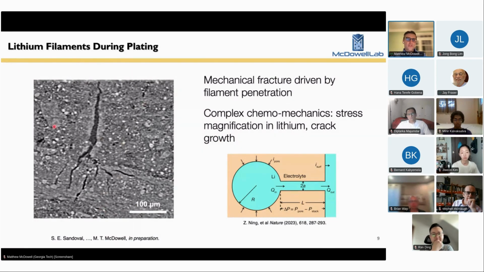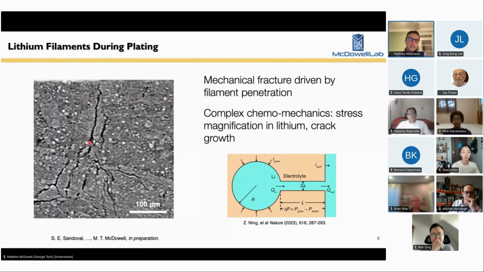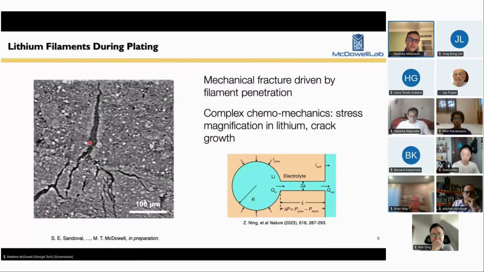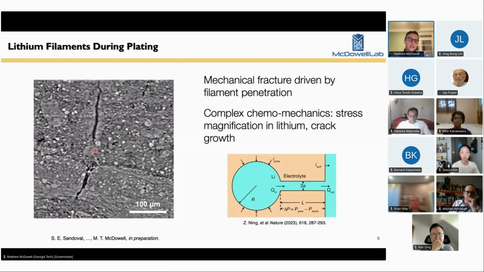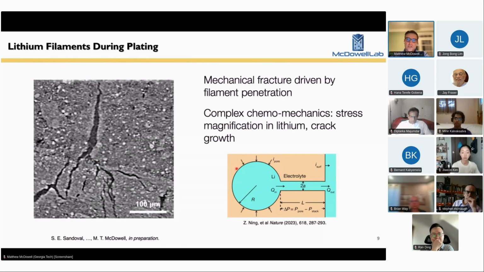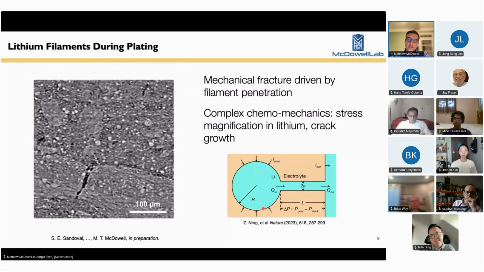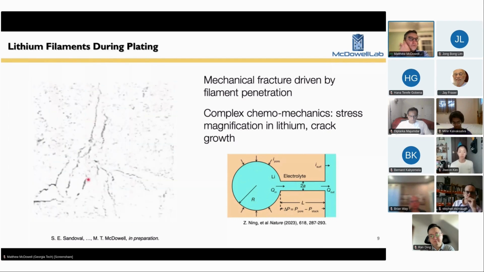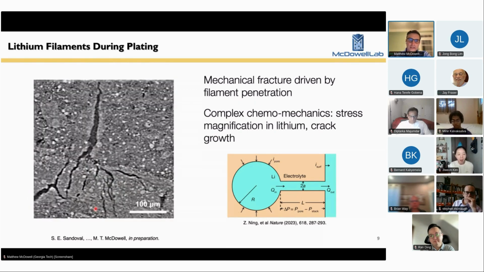So this process, filamentary or dendritic growth, is kind of a chemomechanical process where there's high stresses at a defect that can cause a crack to penetrate and grow, and lithium grows in the crack tip. This has been explained pretty nicely recently in a paper from Peter Bruce's group in the UK. There's still some questions about the mechanical details of this sort of process, but the field has developed a pretty good understanding of why this happens.